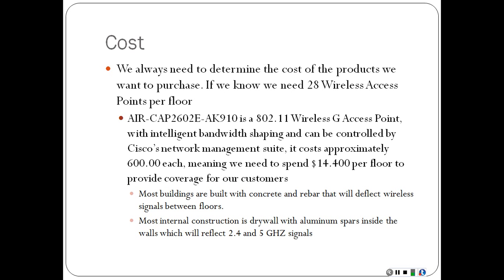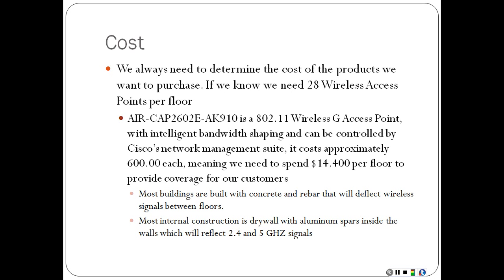Concrete and rebar, so concrete and steel, will deflect wireless signals between the floors. So it's really hard to punch through with a 2.4 gigahertz or a 5 gigahertz channel through concrete and rebar. But most of the internal construction, if it's not wood, is going to be drywall and aluminum spars. And aluminum will actually reflect those signals all over the place.